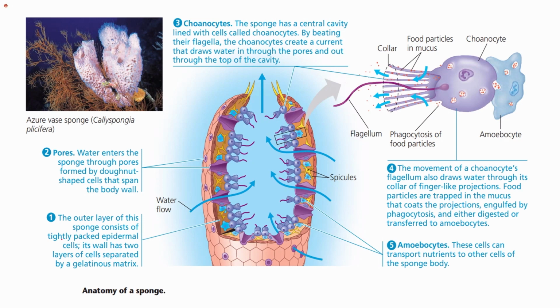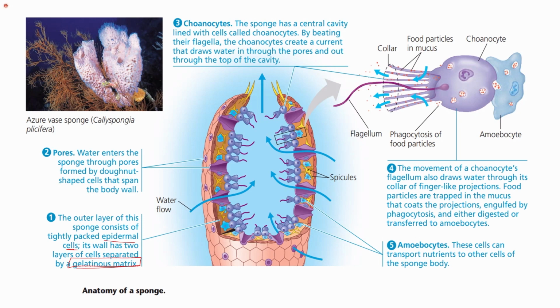The outer layer of this sponge consists of tightly packed epidermal cells, and its wall has two layers of cells separated by a gelatinous matrix. Basically they do not have any mesodermal layer, but the outer and inner layer of cells are separated by the gelatinous matrix, instead of the mesoderm, which is present in higher organisms.